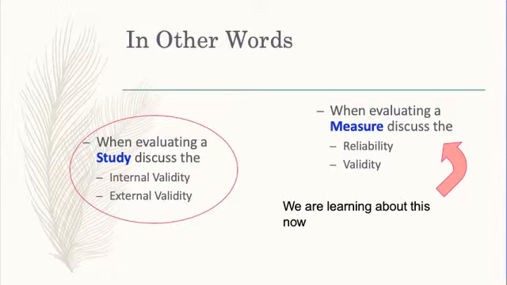In other words, when evaluating a study, we discuss the internal validity and the external validity. So the internal validity is how much control we had over the study, and the external validity is how that study is going to generalize to a larger population. When evaluating a measure, we discuss the reliability of the measure and also the validity of the measure. We're learning about this process now.